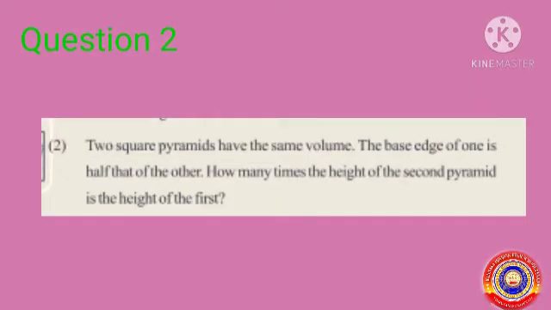First of all, question number 2. Two square pyramids have the same volume. The base edge of one is half that of the other. How many times the height of the second pyramid is the height of the first?